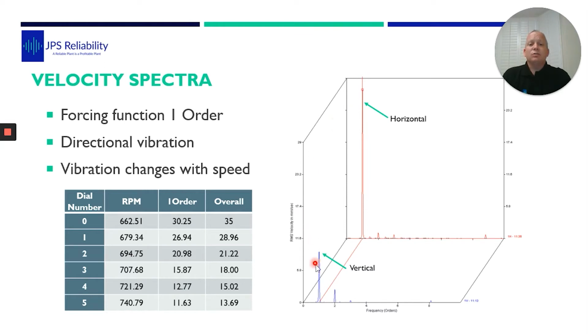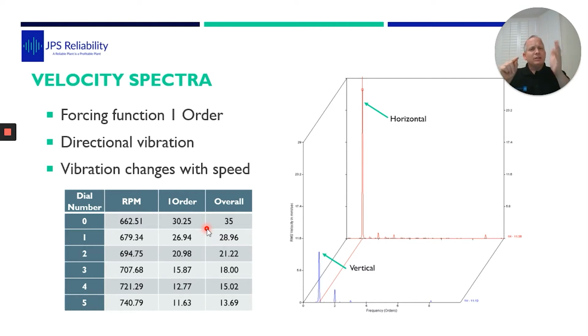So here you can see horizontal, vertical. So we're talking radial at the top, so that's 90 degrees apart. Huge directional vibration, all at one order. Now these pumps run on a set dial from 0 through to 5, so 6 set points, and they all had slightly different characteristics, but on every one, as you increase speed, the vibration got better.